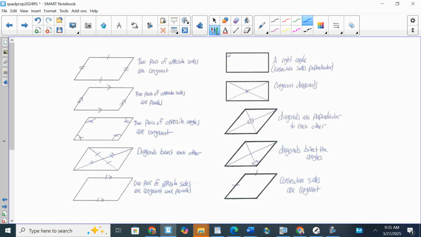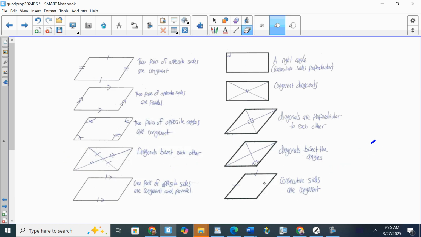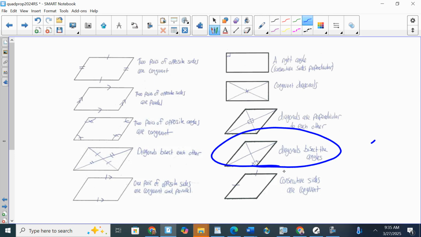Diagonals bisect each other. That's a property of the rhombus. It does not prove the rhombus. Diagonals bisect the angles is a property of the rhombus, and it proves the rhombus.